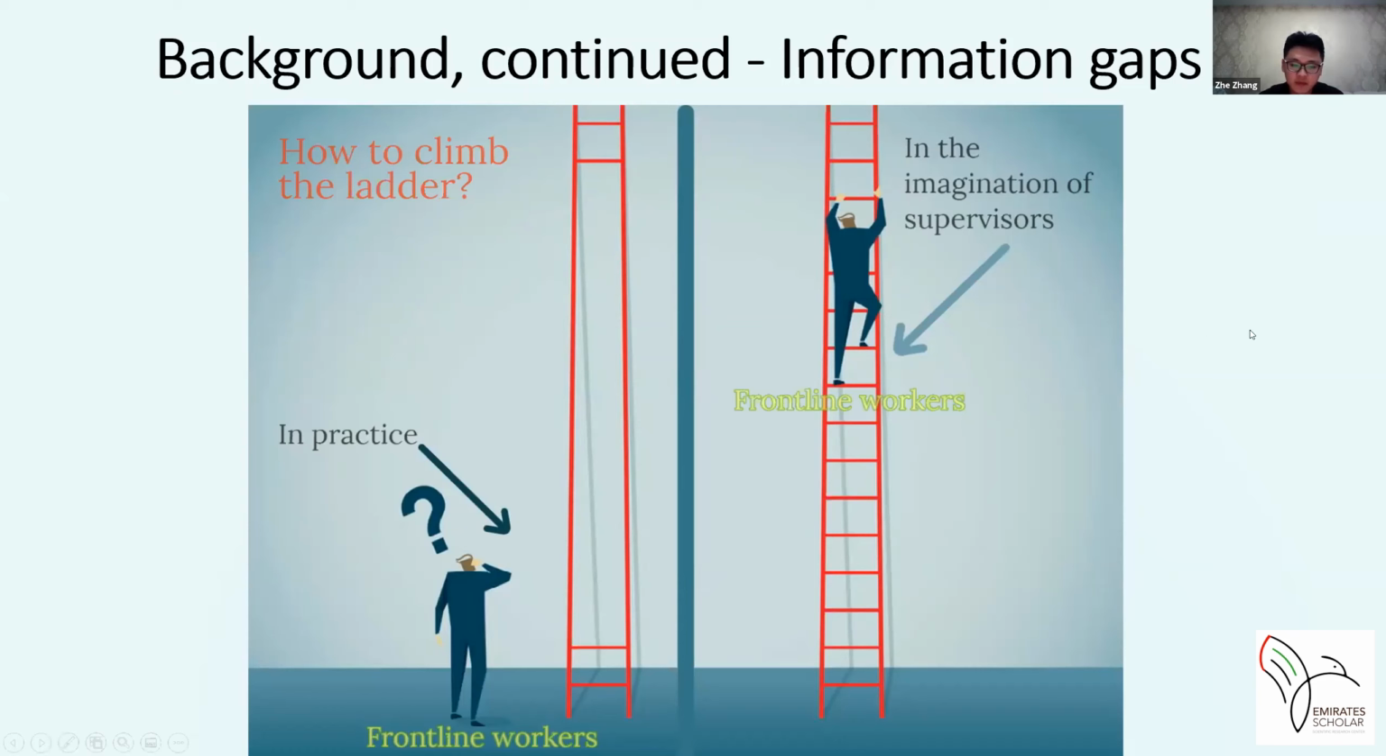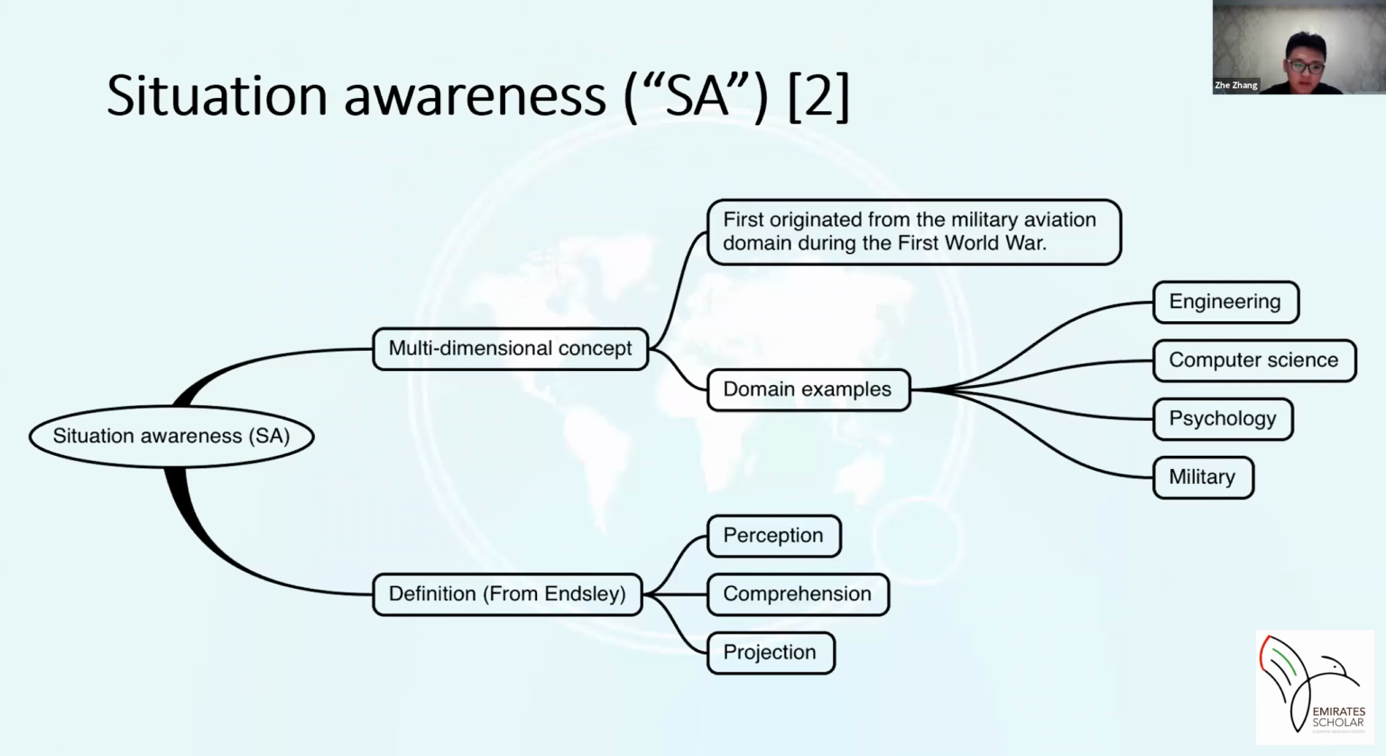In conclusion, the industry is eager for capable methods and DT to face dynamic construction sites. SA is a multi-dimensional concept that emerged from the military aviation domain during the First World War. The most widely accepted definition of SA is established by Endsley: the perception of the elements in the environment within a volume of time and space, the comprehension of their meaning, and the projection of their states in the near future.